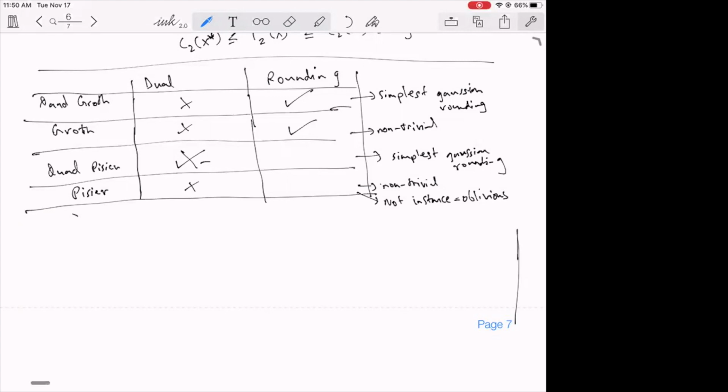I'm probably not going to show this or this, but I will state the rounding algorithms. I won't show the analysis. I will state the rounding algorithms maybe in the next talk. So first I'm going to show this, and second I'm going to show this, and that's the plan for today.